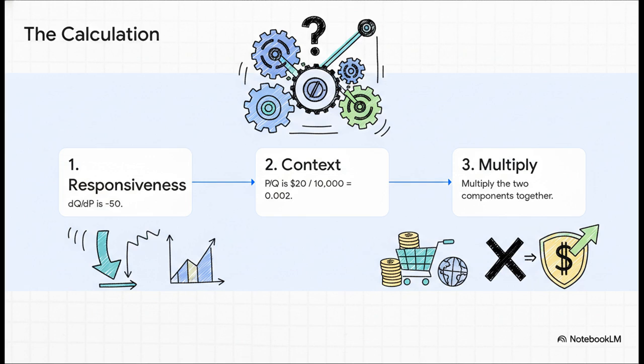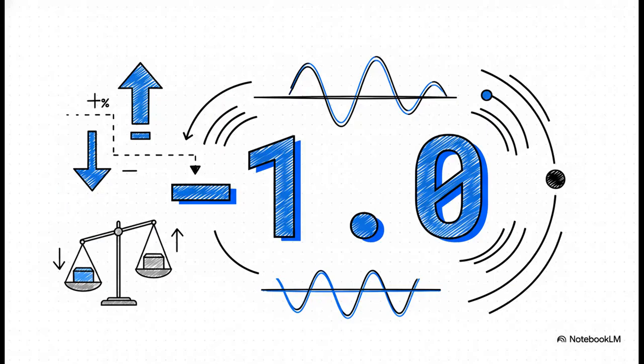Now we just multiply those two pieces together. And when you do that math, you get -1.0. Now, this number, -1, is a really big deal. In economics, we have a special name for this, unit elasticity. For our software company, this means that any percentage change in our price is going to be met with an exactly equal and opposite percentage change in demand. So, for instance, if we raise our price by 5%, we can expect to lose exactly 5% of our subscribers. We've found a perfect balance point where our total revenue is currently maxed out.